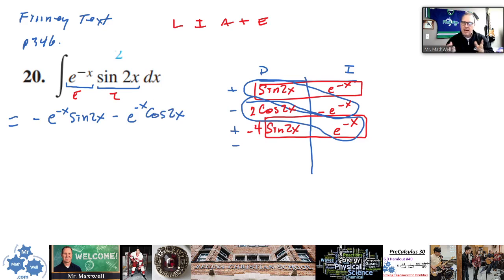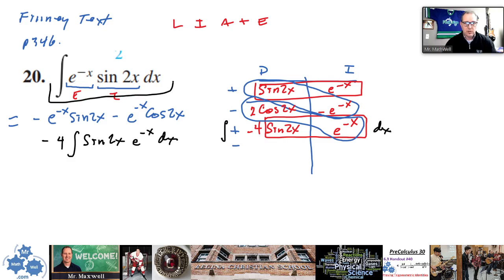Okay. And now we use this row. Remember, each row is an integral. So that's an integral, and now I'm going to write, is that a minus? It's a plus, a minus here, yeah. So minus, and now I'm going to bring this 4 out as well. Minus 4 times the integral of sine 2x times e to the negative x dx. Now why is that important? Well, because it's the same as the original integral.